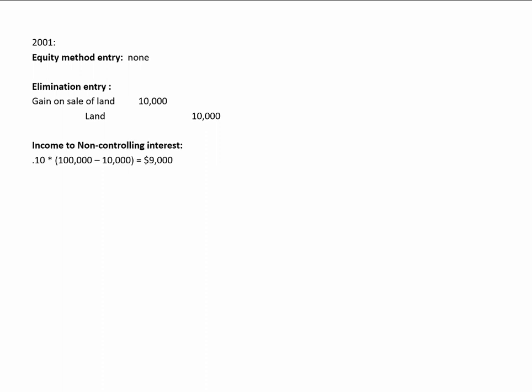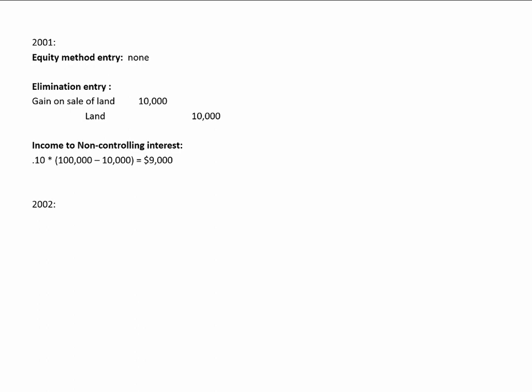Third and finally, the income to the non-controlling interest. Again, the non-controlling shareholders are going to get their share, 10%, of the subsidiary's adjusted/realized earnings. So as before, we start with the reported earnings of $100,000, but then we go ahead and take away $10,000 of that because that portion is unrealized. The realized earnings are only $90,000, and again, the non-controlling shareholders will get 10% of that, or $9,000.